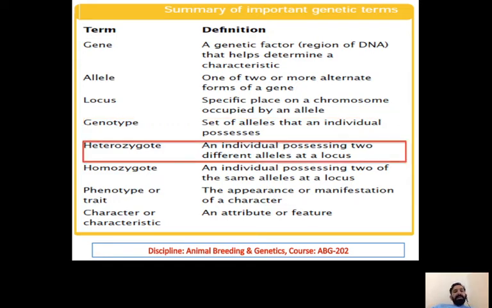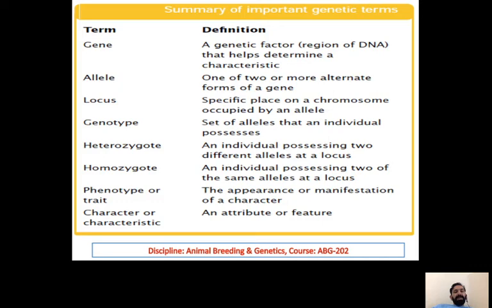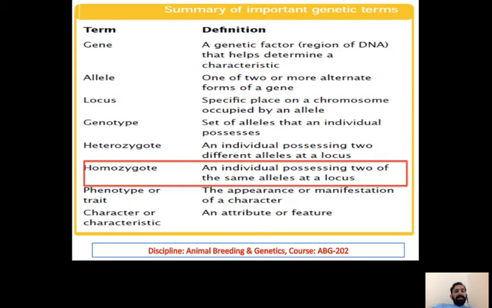Heterozygotes, an individual possessing two different alleles at a locus. So that's the heterozygotes. Homozygotes, definitely having two same alleles on a locus, that is called the homozygotes. So homozygotes either could be dominant or could be recessive.